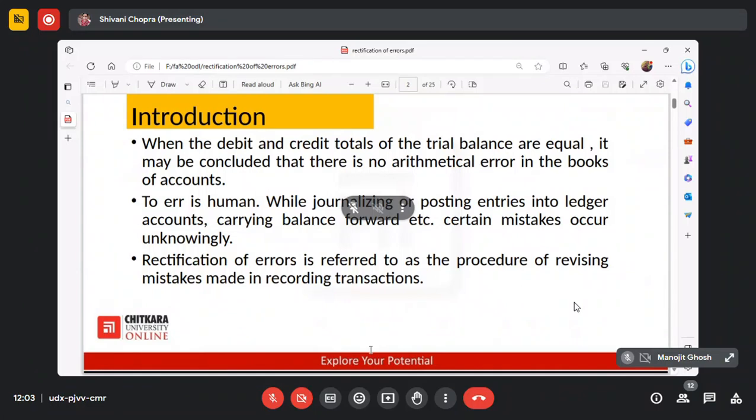time on discussing some practical questions where we can have a one-on-one interaction. And I would like you all to be participative in that. So I'll briefly discuss rectification of errors.